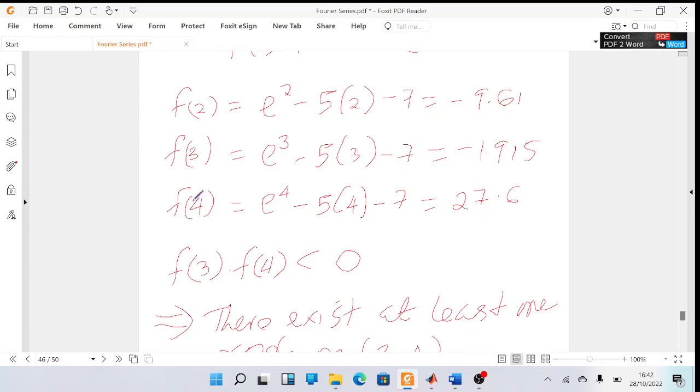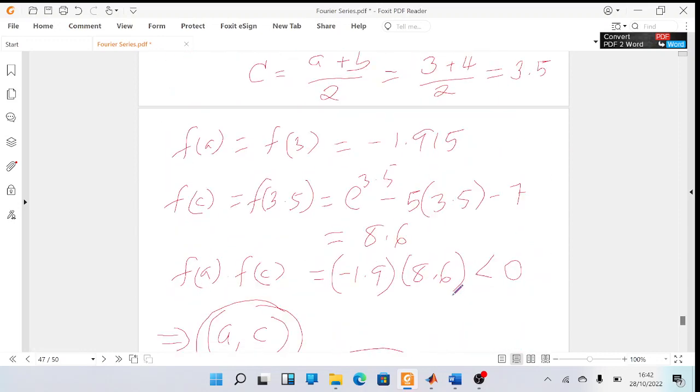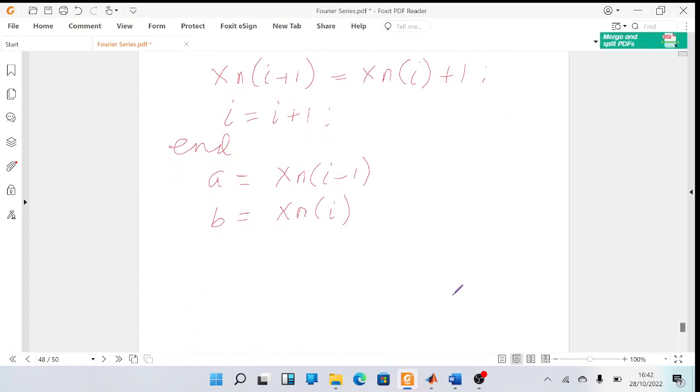So we want to do the same. This is xn(i) and this is xn(i-1). So we want to assign the same values as we assigned here. a is equal to 3, b is 4. So once we do that, then we can set another counter. I will call it j is equal to 1.